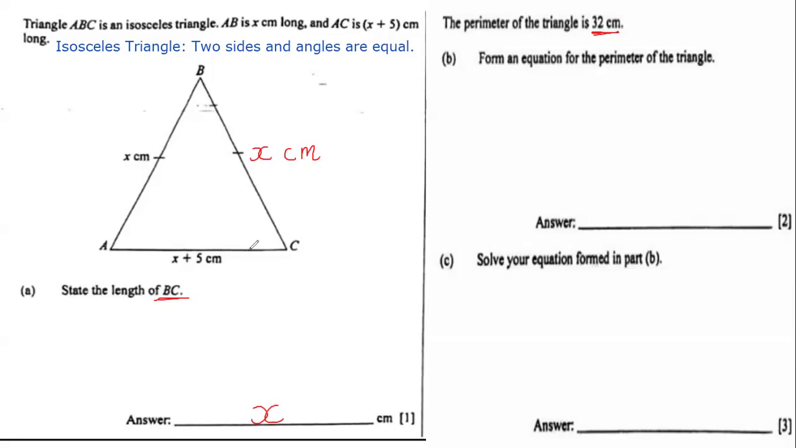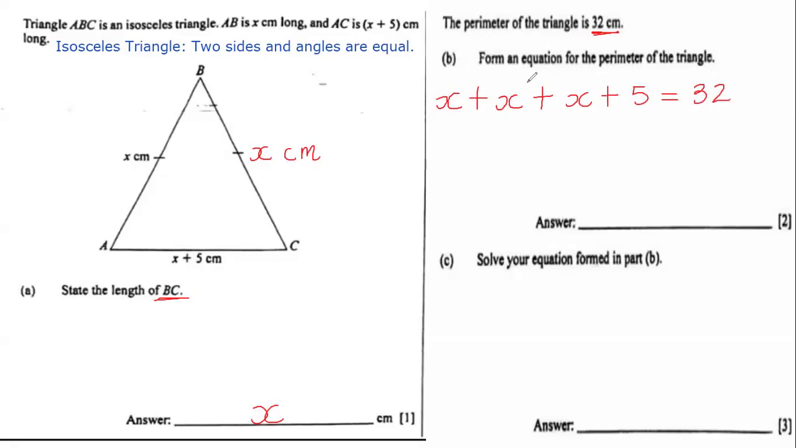X plus X plus X plus 5 equals 32 centimeters. Very good. So we already know that the first one is X meters. Now we want the perimeter equation. So it's going to be X plus the other X, because remember both sides are equal, plus X plus 5 is going to be equal to 32 centimeters. And that's the answer.